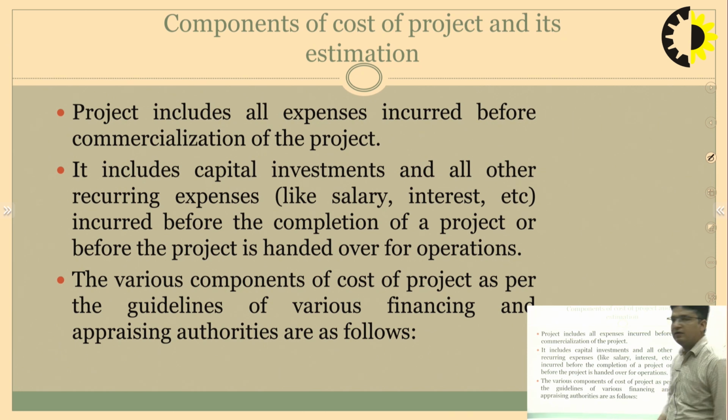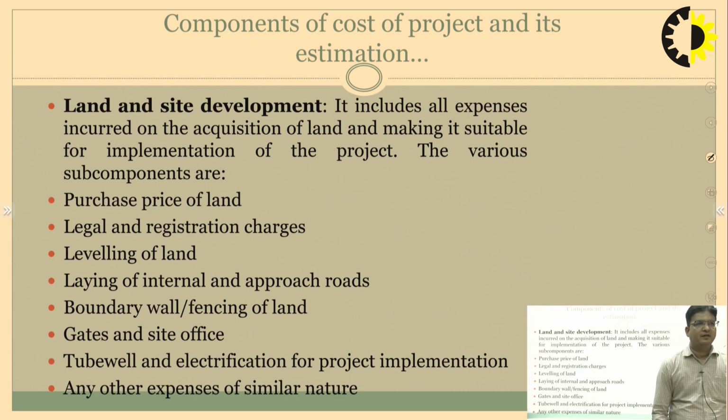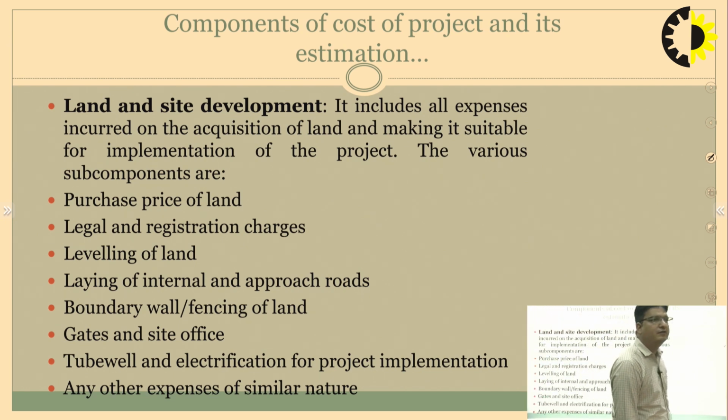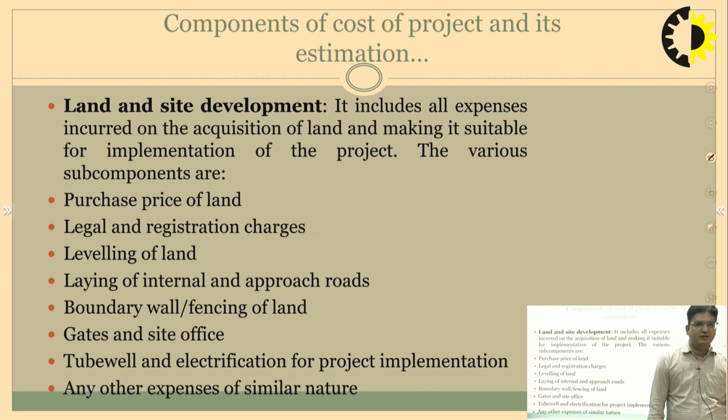So, this is the complete list of the cost of the project. Now, the various components of the cost of project as per the guidelines for various financing and appraising authorities are as follows. Number 1, land and site development. Now, in order to have the project, the first requirement is land. We need land. So, the first expenses are related to land, that is land and site development. It includes all the expenses incurred on the acquisition of land and making it suitable for the implementation of the project.